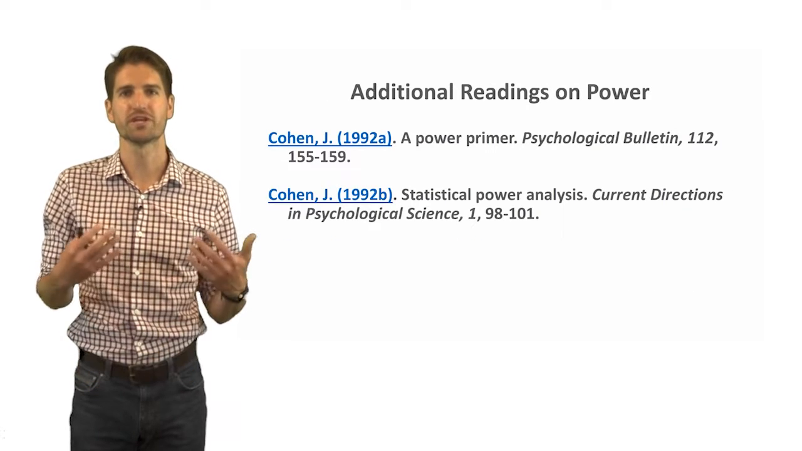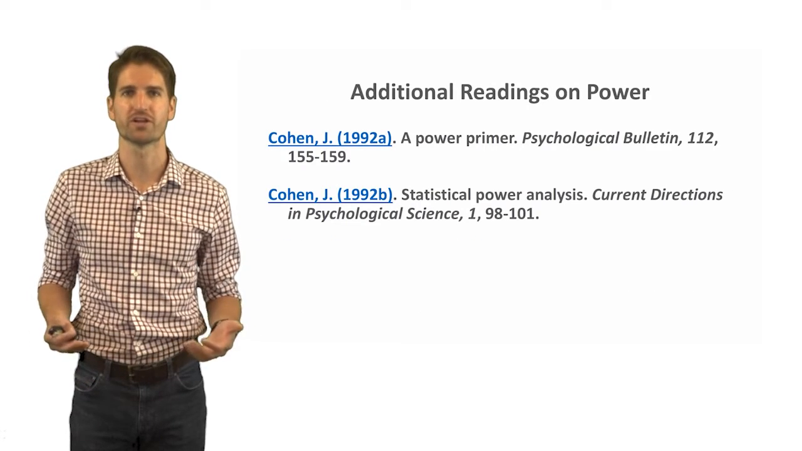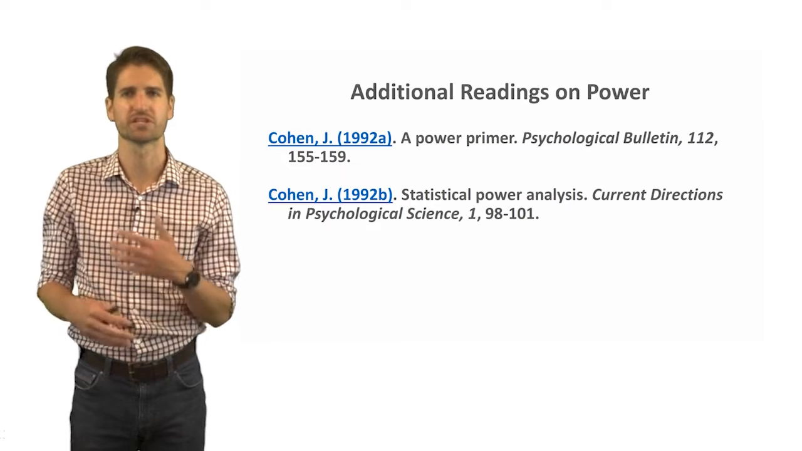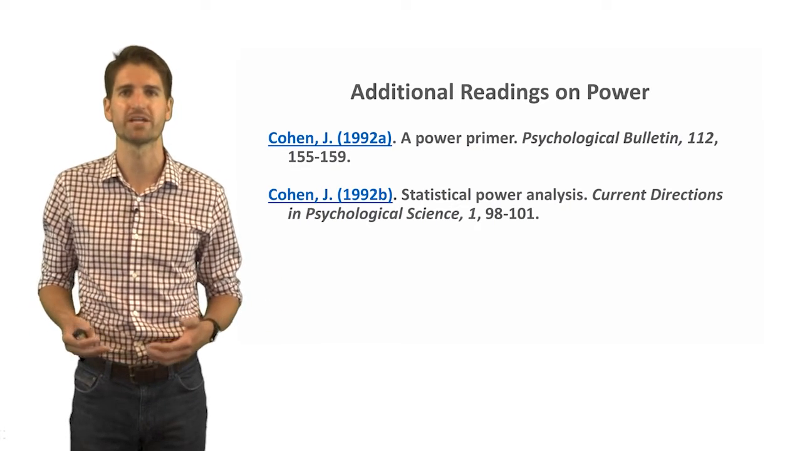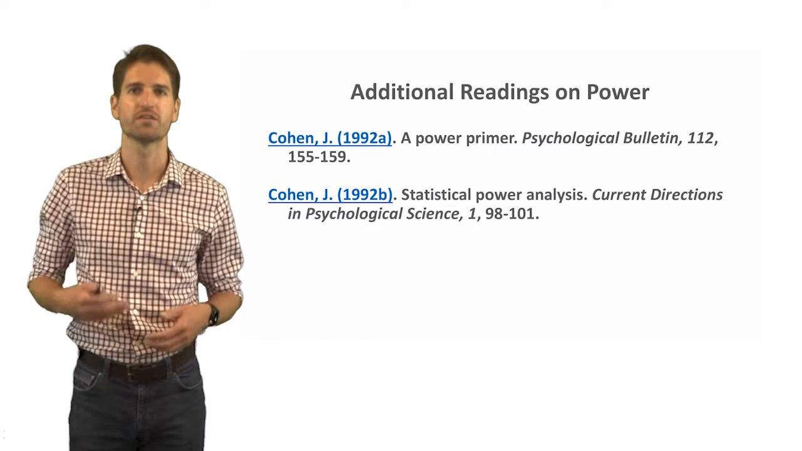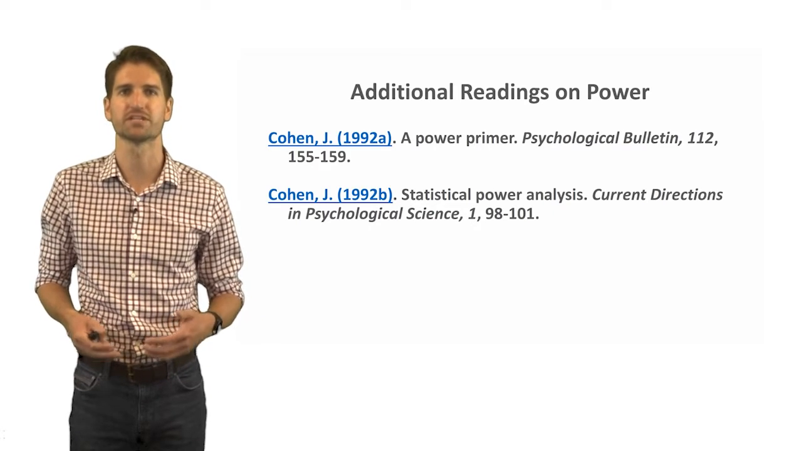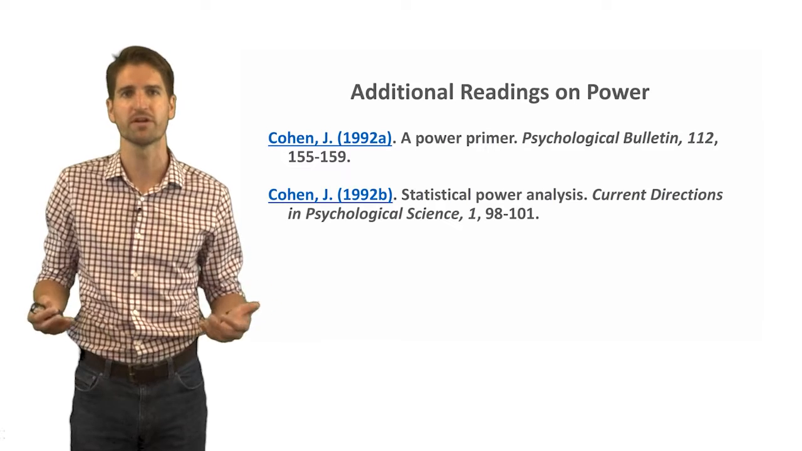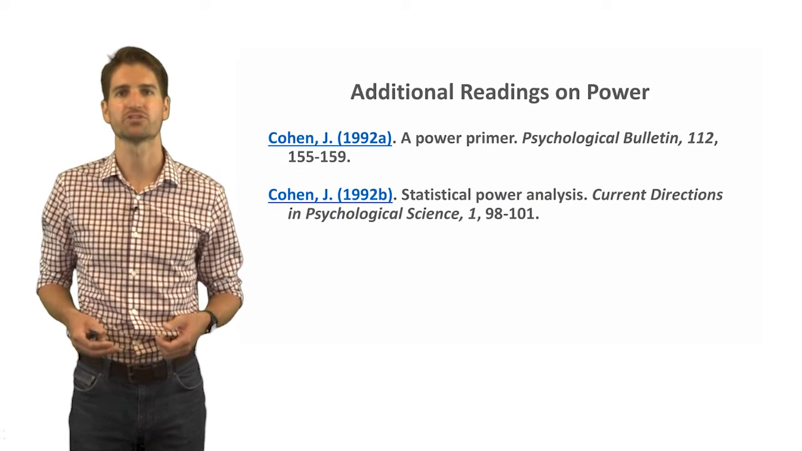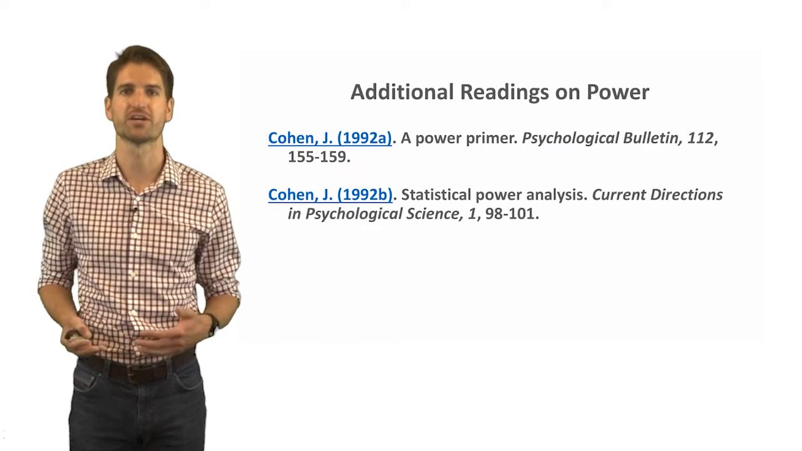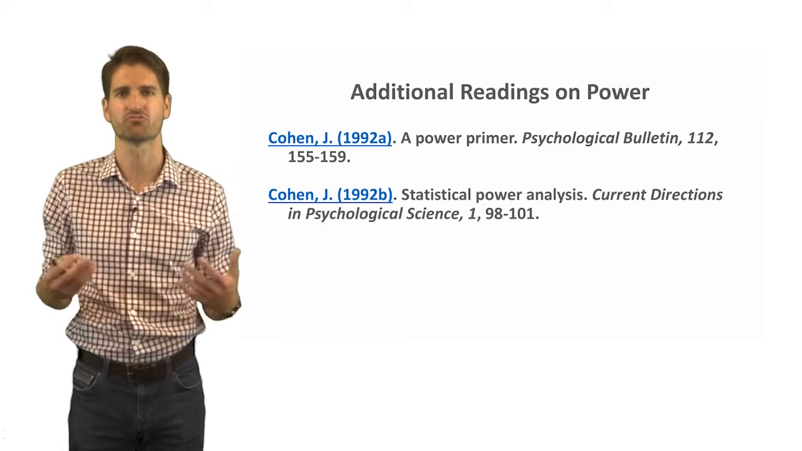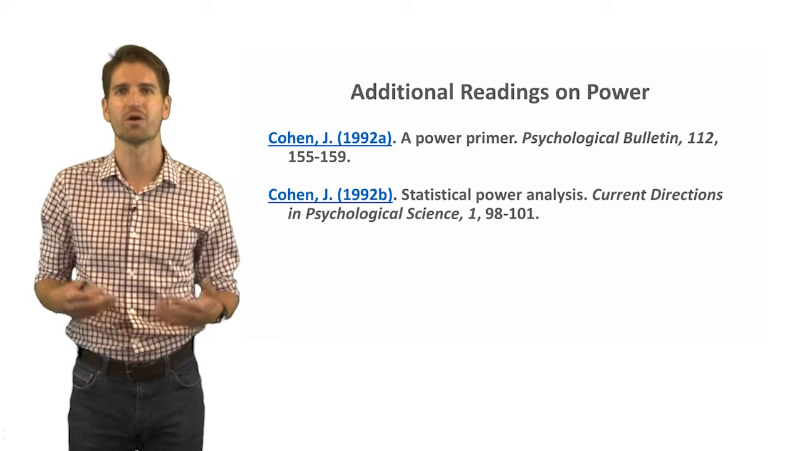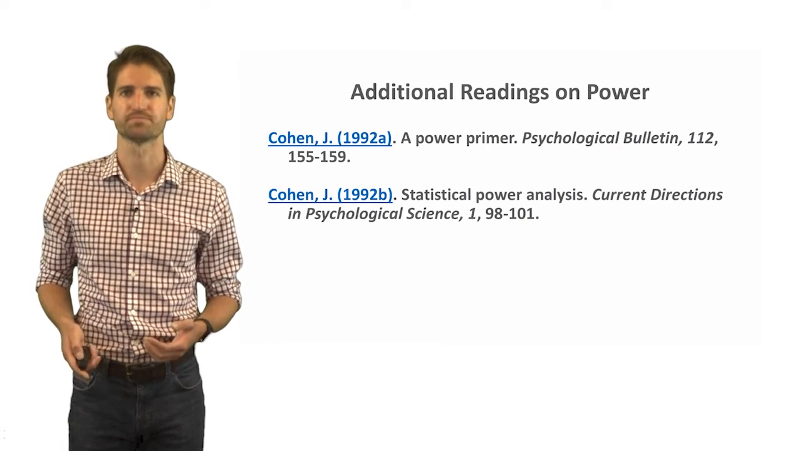Now, if you're also interested in learning more about power in general, why power is important, and what the constituent parts of statistical power are, I recommend reading these two articles by Jacob Cohen from 1992. The first is published in Psychological Bulletin, called A Power Primer. And the second one was published in Current Directions in Psychological Science, and it's called Statistical Power Analysis. Both are very accessible and great resources for understanding what power is and why it's important.